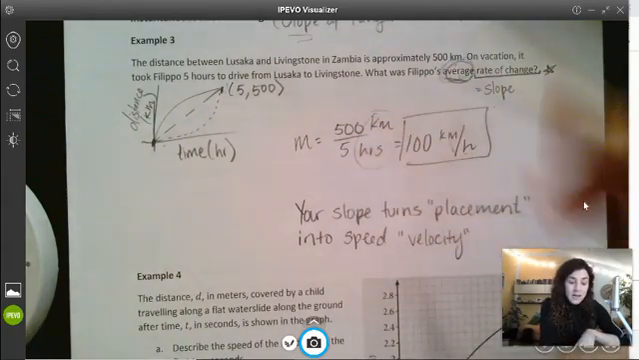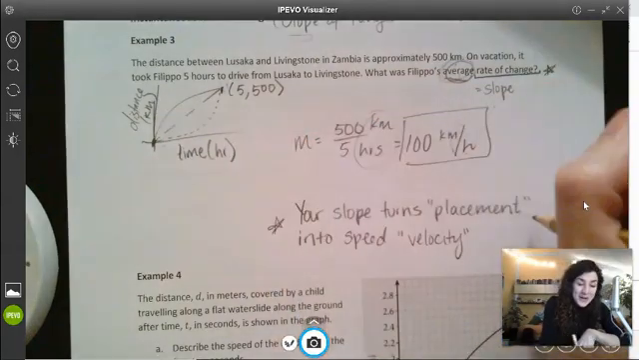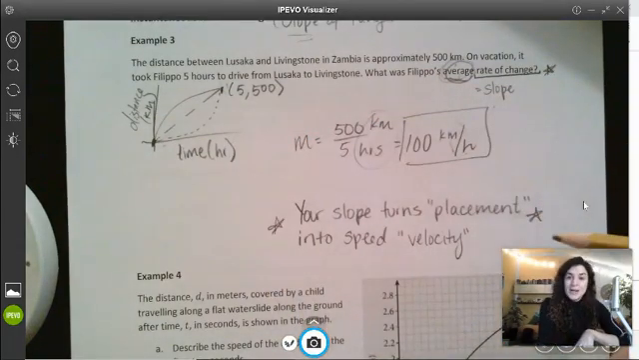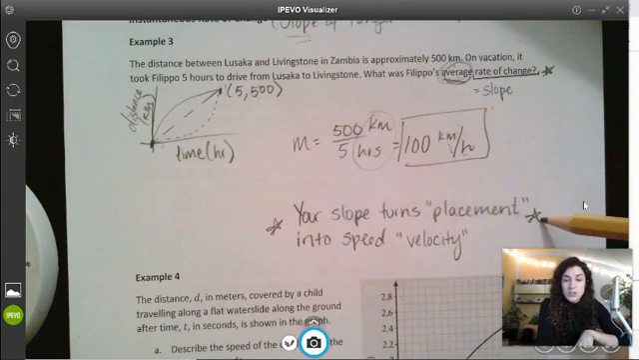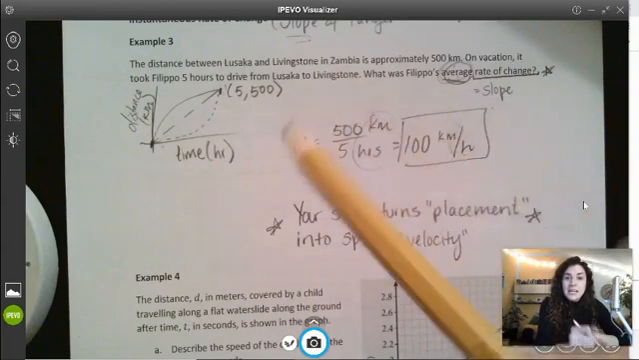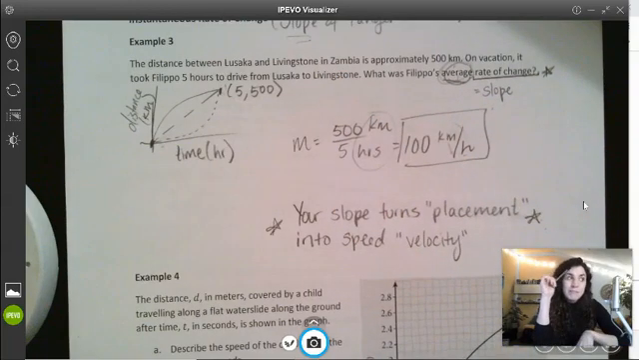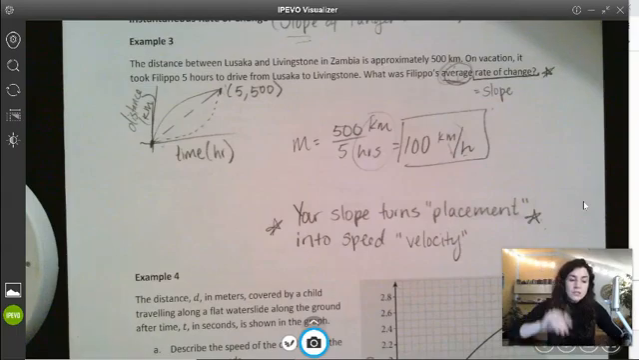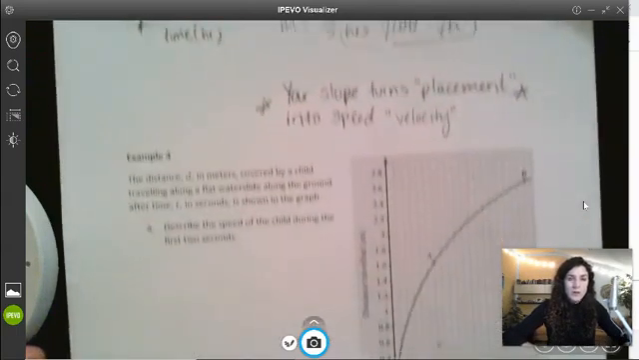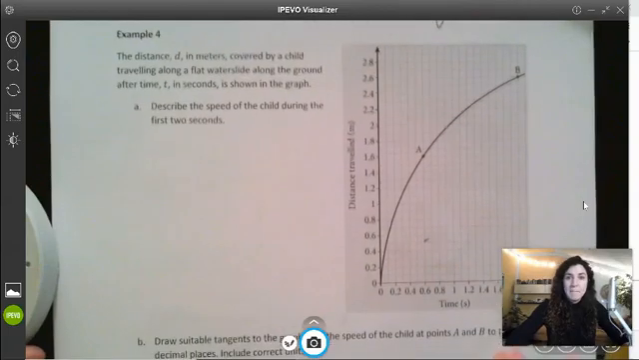So this is a concept that is actually super, super important. And it's really important when we start talking about derivatives, because I'll give you a hint, they're connected. So I just want you to keep that in mind, that your slope turns placement into velocity. All right, so let's look at this in a little bit more of a mathy way.